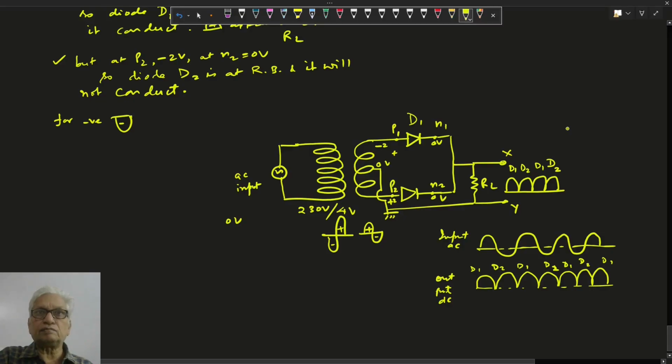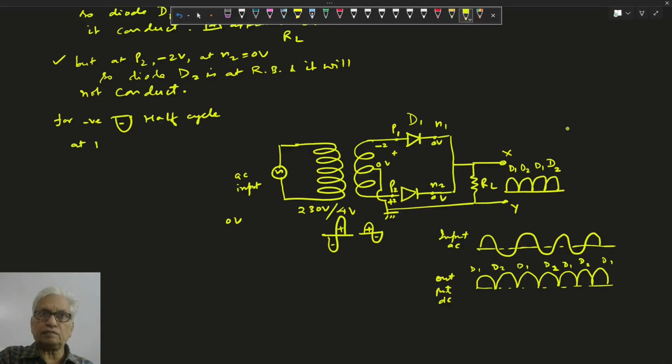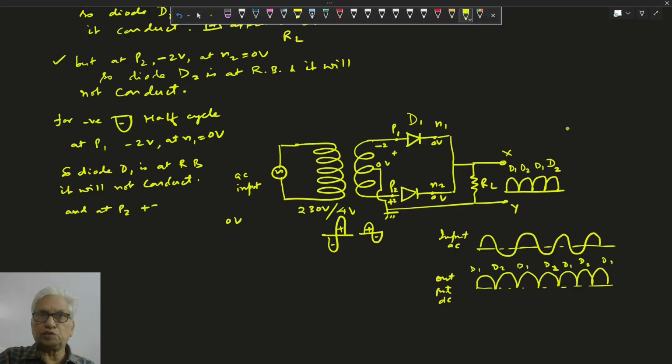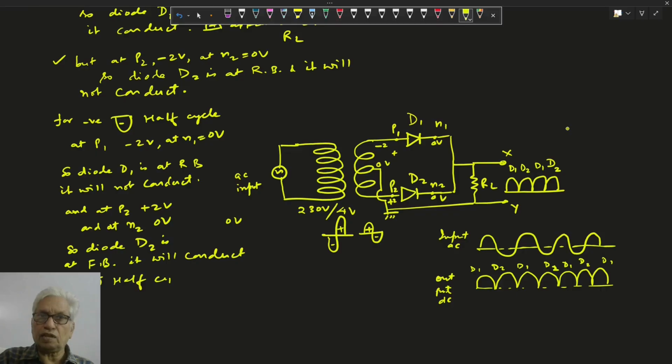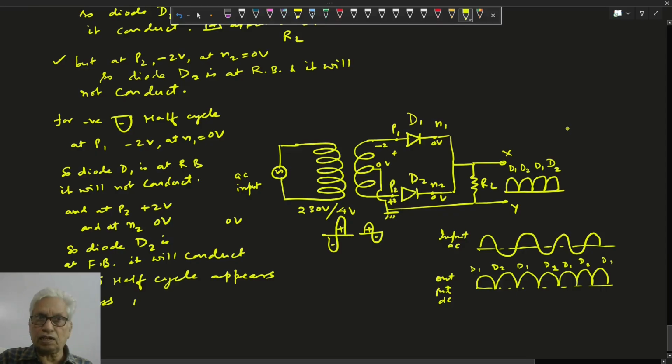For the negative half cycle, P1 is at minus 2 volts, at N1 0 volts with the center tap. So diode D1 is reverse biased, it will not conduct, and at P2 plus 2 volts and at N2 0 volts. So diode D2 is forward biased, it will conduct. So this negative half cycle appears across RL as a positive half cycle.